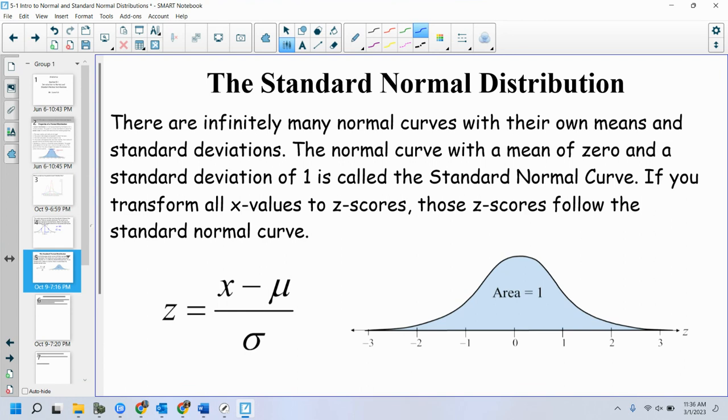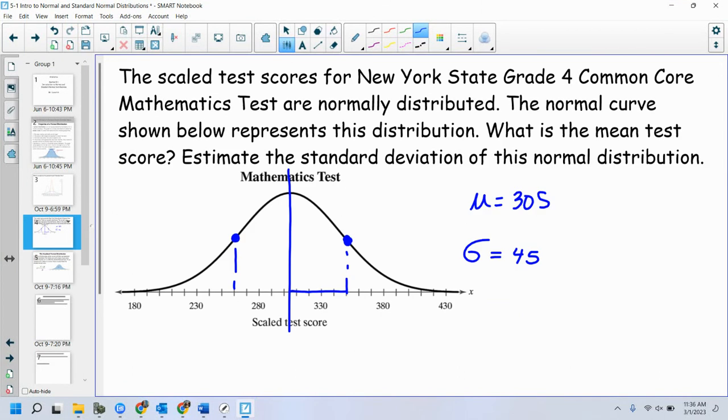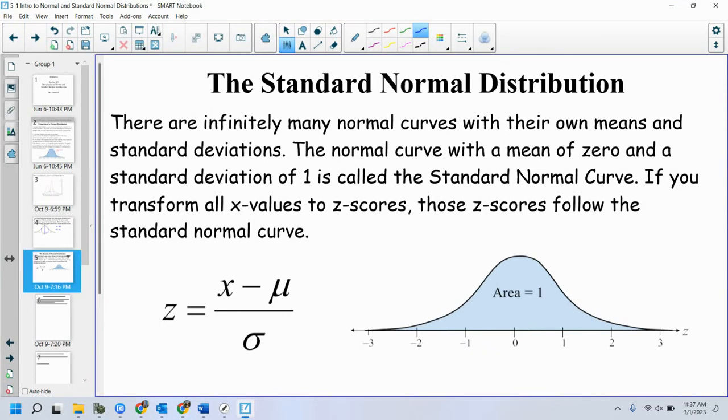There are infinitely many normal curves with their own means and standard deviations. The normal curve with a mean of 0 and a standard deviation of 1 is called the standard normal curve. So what a standard normal curve is saying: what did we say the standard deviation was? 45? A score of 45 above the mean, let's say 350, on a standard normal curve would relate to a z-score of 1 because it is 1 standard deviation away from the mean, right?